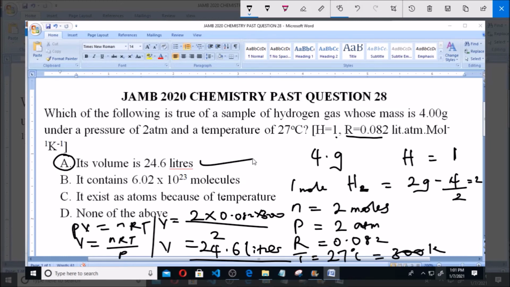Now option B says it contains 6.02 times 10 to the power 23 molecules. This option is wrong because Avogadro's number is only valid for 1 mole of a gas, but since it is 2 moles of gas, it should be 2 times this value. It would only be valid if it were 1 mole of gas. But our hydrogen here has 2 moles, making this wrong. So the correct answer to this question is option A.